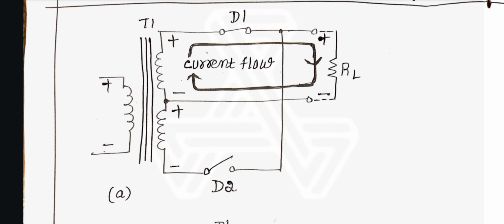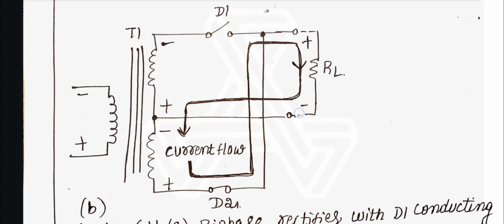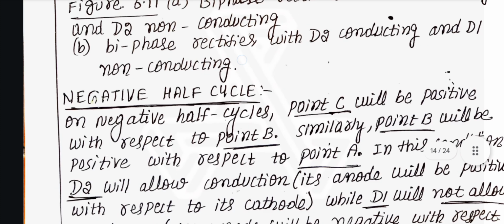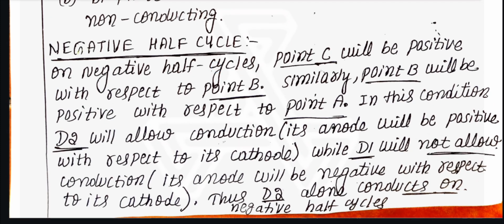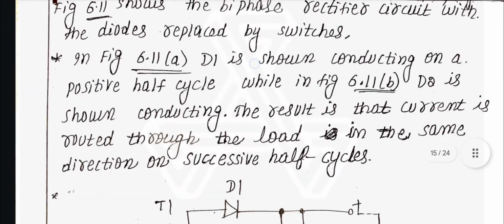A is the biphase rectifier with D1 conducting and D2 non-conducting. B is the biphase rectifier with D2 conducting and D1 non-conducting. Negative half cycle. On a negative half cycle, point C will be positive with respect to point B and point B will be positive with respect to point A. In this condition, D2 will allow conduction, its anode will be positive with respect to its cathode, while D1 will not allow conduction, its anode will be negative with respect to its cathode. Thus, D2 alone conducts on negative half cycles.